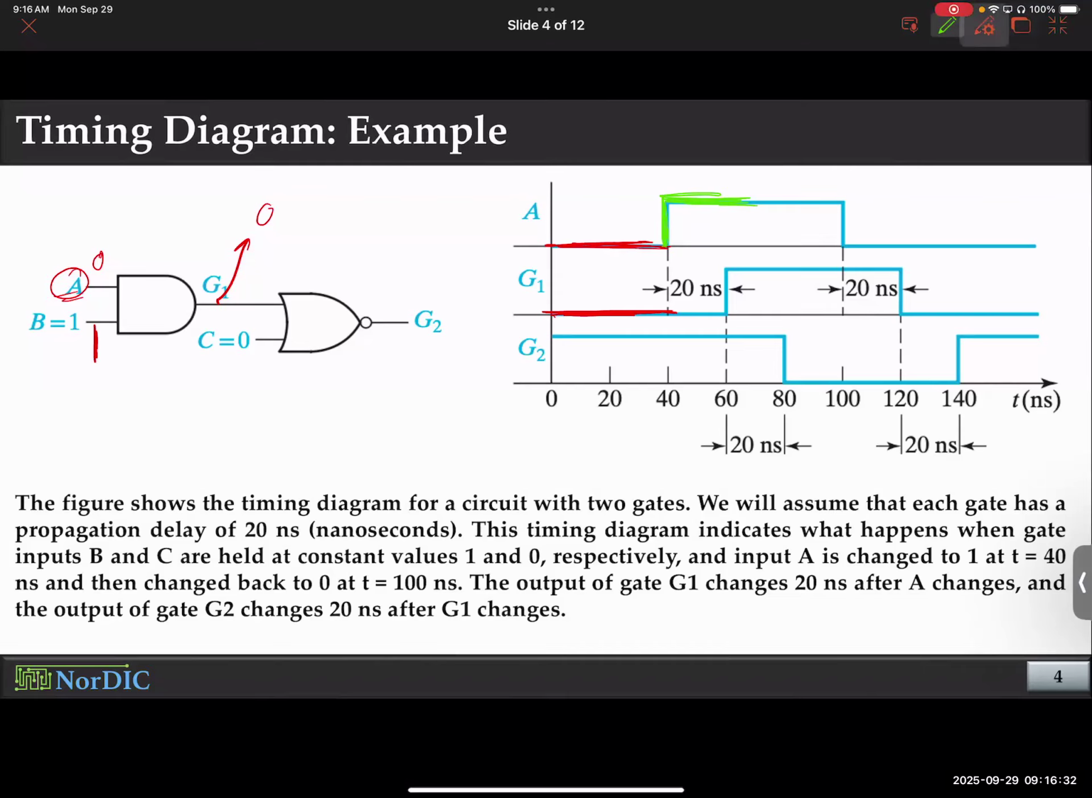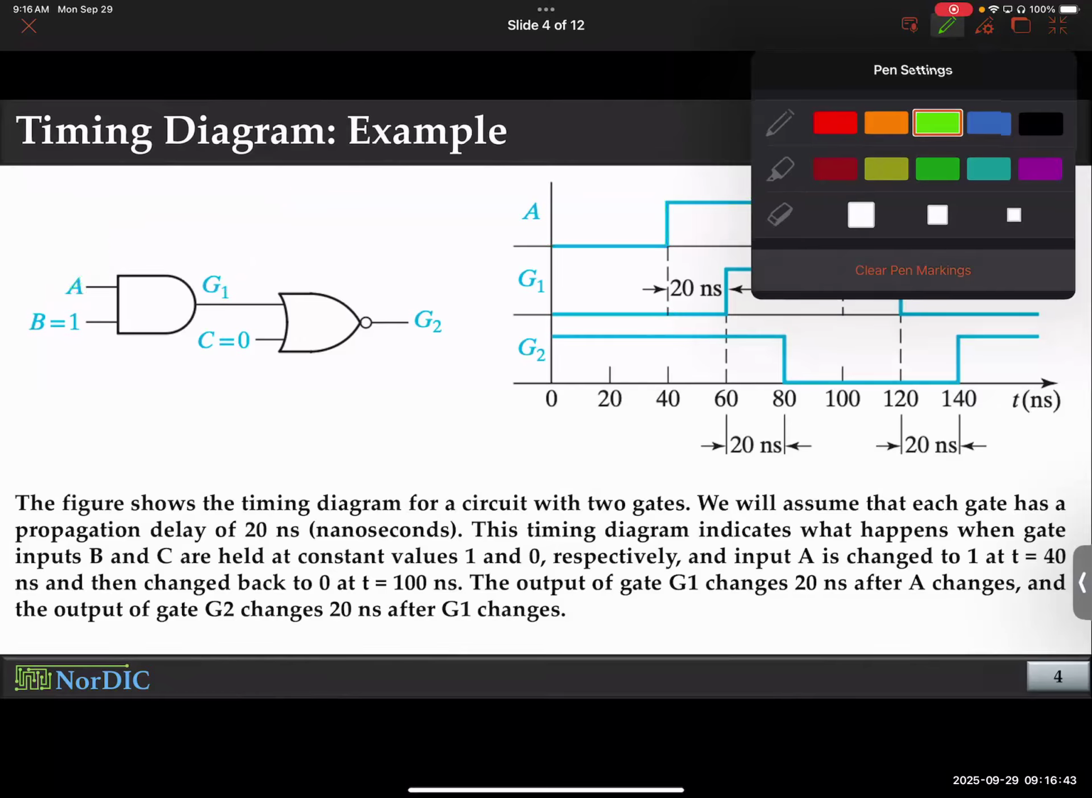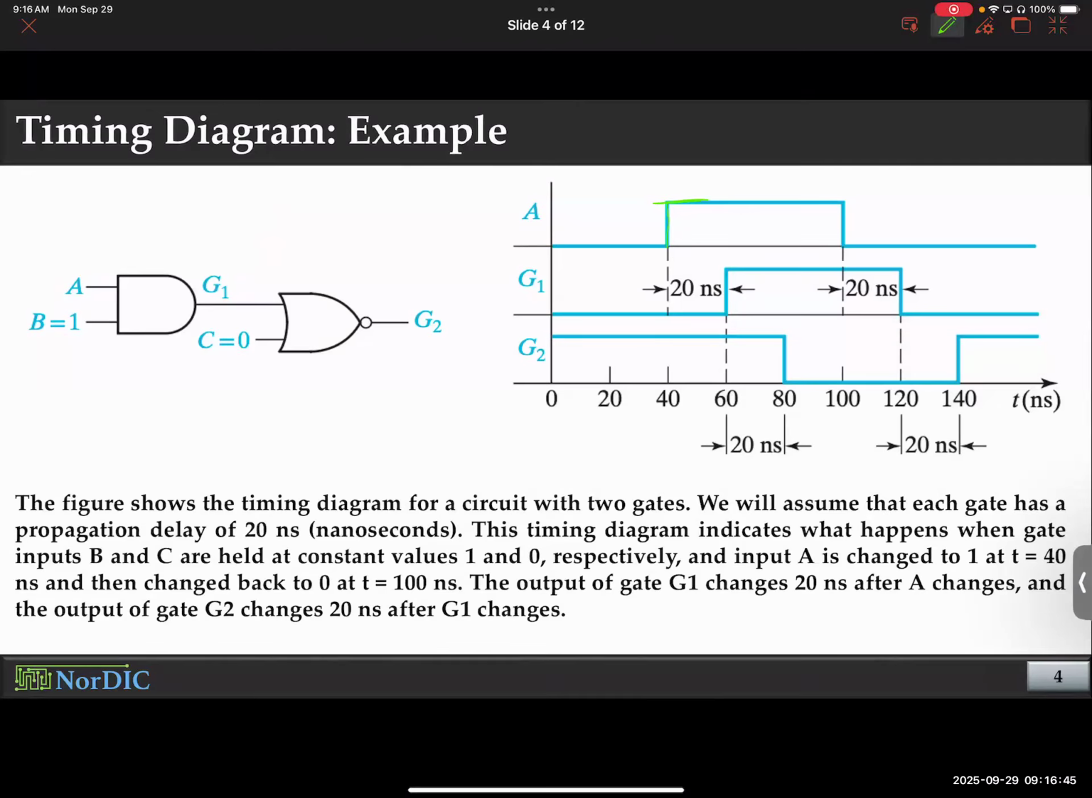So when we see that this guy is now 1 and you have 1 and 1 at the input, the output should be 1. That's what we expect, but that's what you don't get. Notice your A is 1 here and B was always 1 to begin with, but G1 is 0. Why is that? That's where your delay is showing up.